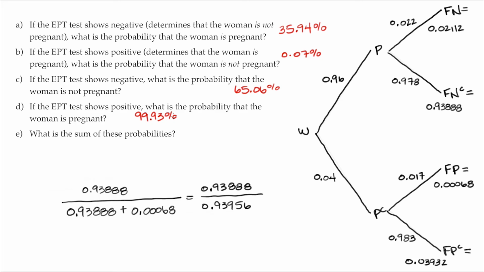So what is the sum of these probabilities? If I was to add this probability and this probability, this probability and this probability, it'll total to 200%, not 100%. And the reason it's going to total to 200% is because there's two different outcomes. One is the false negative and the other one is the false positive. If a woman is pregnant, then the test is going to be correct 99.93% of the time. That's reflected here in letter D. If a woman is not pregnant, then the test is going to be correct 65.06% of the time. So the test is much more accurate if the woman is actually pregnant than if she's not pregnant. And there we go.